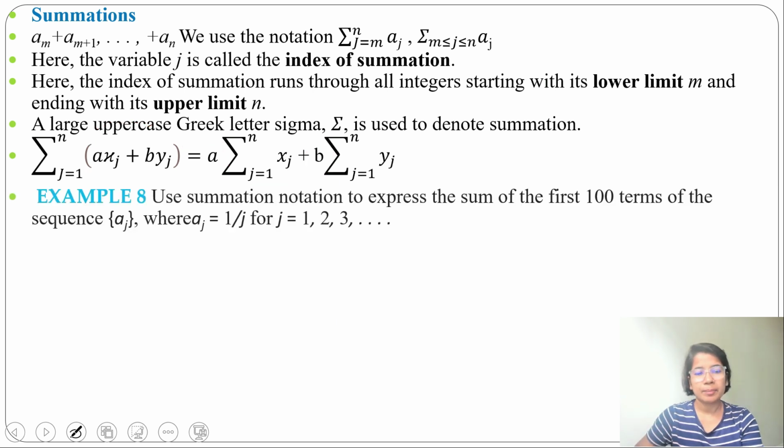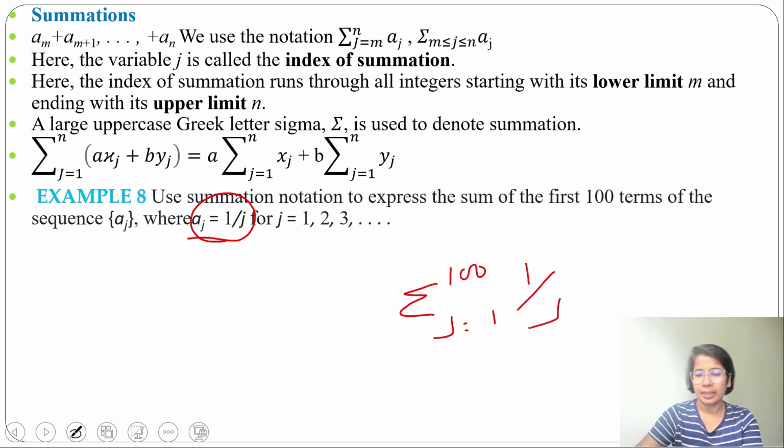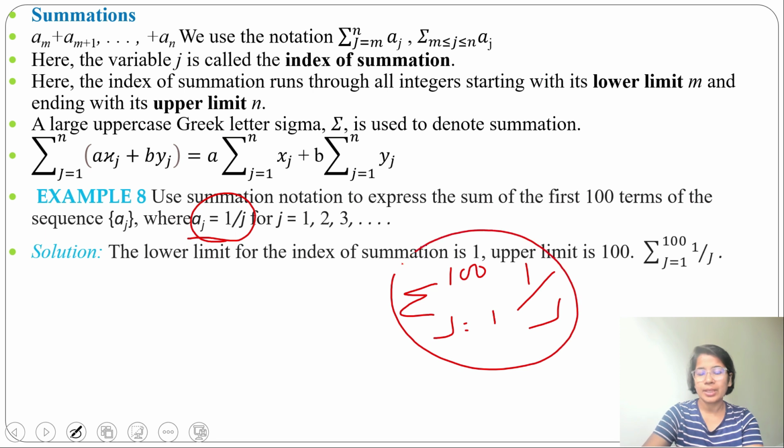Let's see one example. Example 8. Use summation notation to express the sum of the first 100 terms of the sequence a_j, where a_j equals 1 divided by j, for j equals 1, 2, 3 till infinity. So we can write sum of j equals 1 to 100, 1 divided by j. So it will sum the first 100 terms of 1 divided by j.